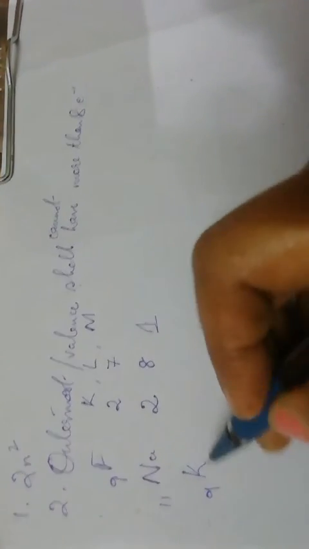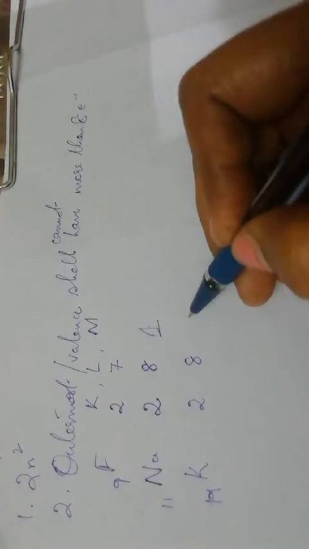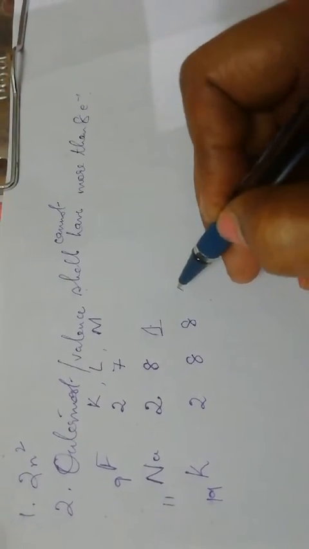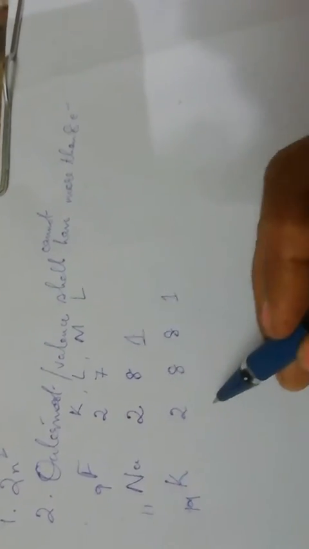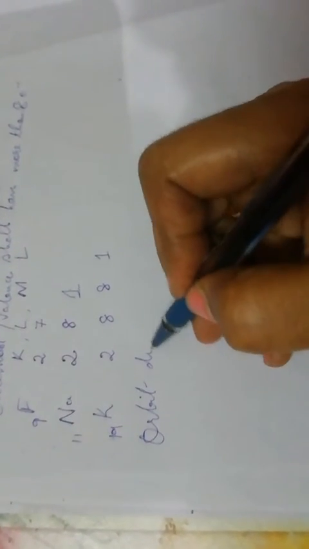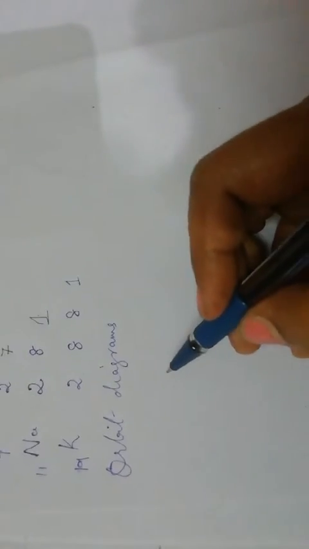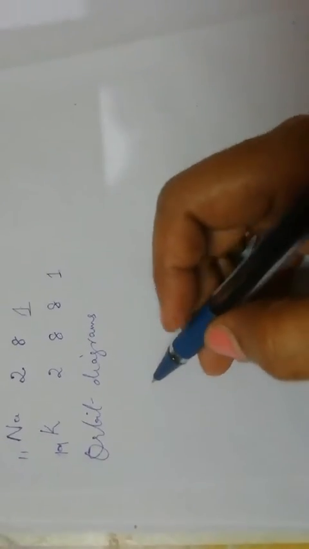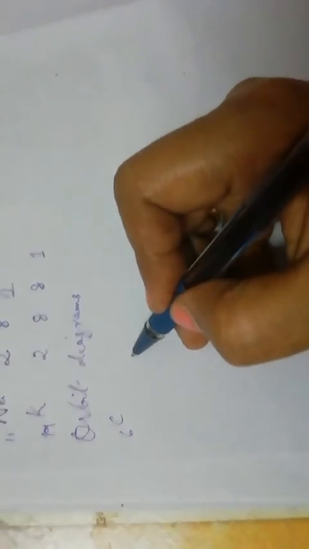Potassium, 19, the electronic configuration will be 2, 8, 8 and 1. The N shell will have 1 electron. Is it okay? Now we will draw the orbit diagram of certain atoms. I will do 1 or 2 for you and the rest you have to do on your own. Suppose we have carbon, 6 electrons.